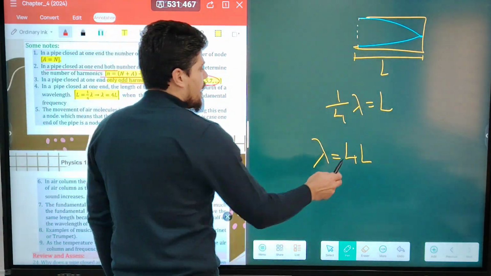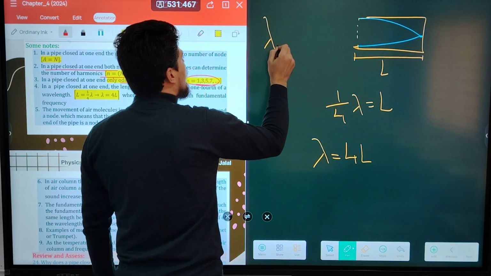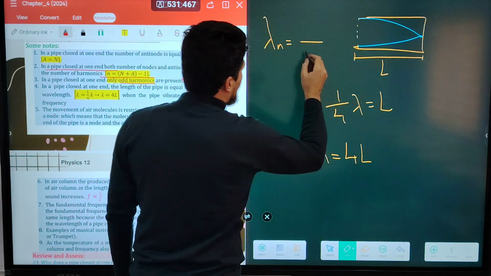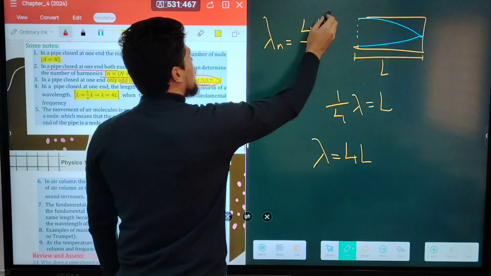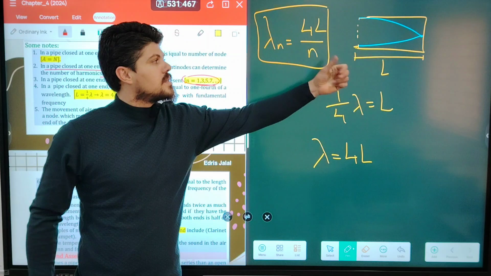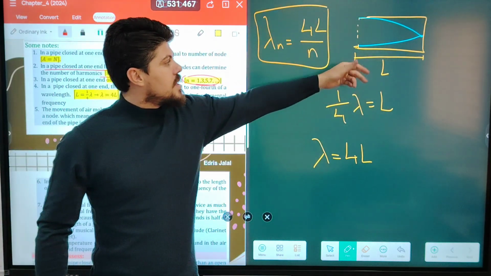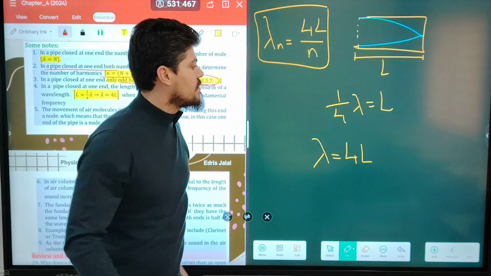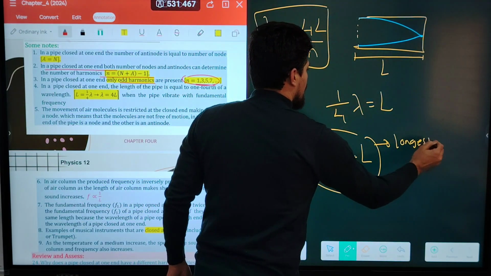So based on the fundamental frequency, we prove that lambda n in the pipe closed at one end is equal to 4L over n. Where did this 4L come from? This 4L came from the fundamental frequency. For the fundamental frequency, wavelength is equal to 4 times L. This is the longest wavelength.